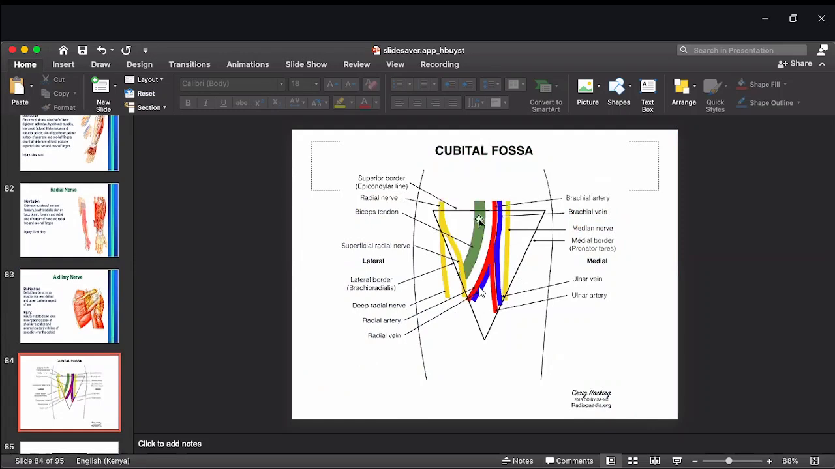So this is our cubital fossa. The cubital fossa is the mid part between the forearm and arm, at the elbow, the anterior aspect of the elbow. You can appreciate the contents and boundaries of the cubital fossa.